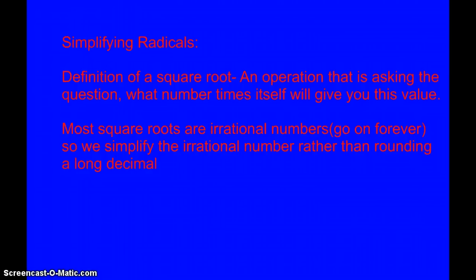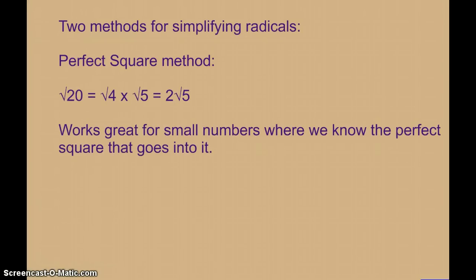And this is something that most of you have done before, so we're going to go through one method quickly, and then I'm going to show you another way that I like to do these. Our first method is the perfect square method. That's where if you have a problem like the square root of 20, you look at 20 and you can see the factors of 20. What we're looking for is a perfect square that goes into 20. And in this case, the largest perfect square is 4.